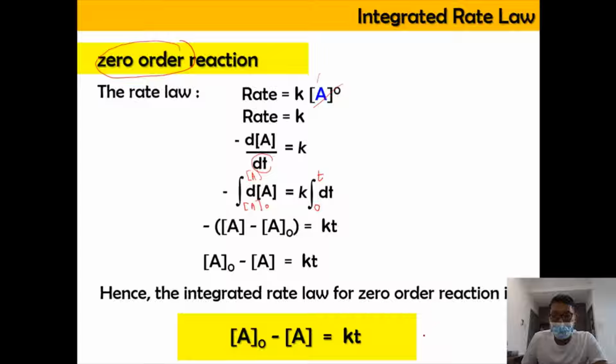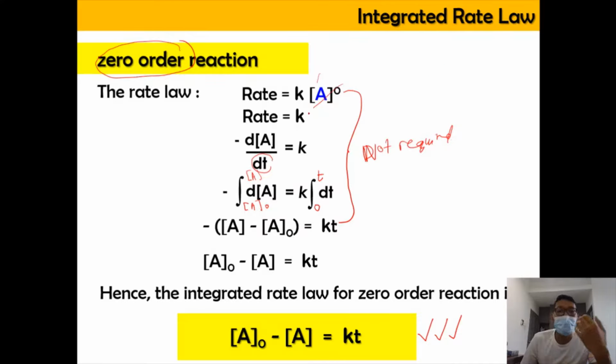You can just use this, at least for matriculation level. The derivation here is not required. But I'm just showing you here so that you can understand where the integrated rate law is coming from. So you know that it is coming from the rate law, and we can use integration in order to get the integrated rate law.